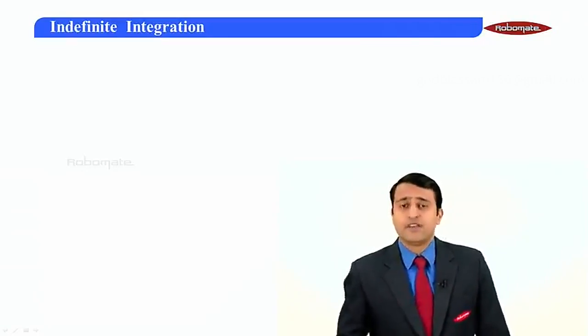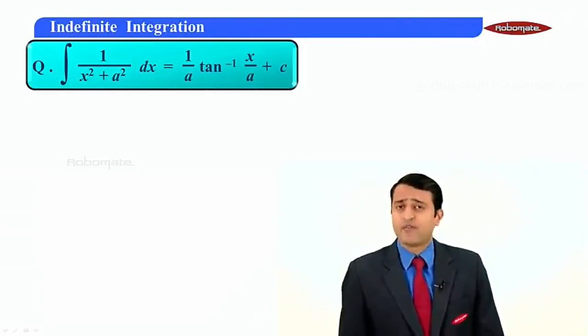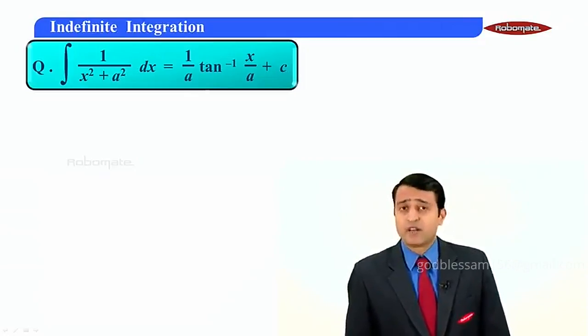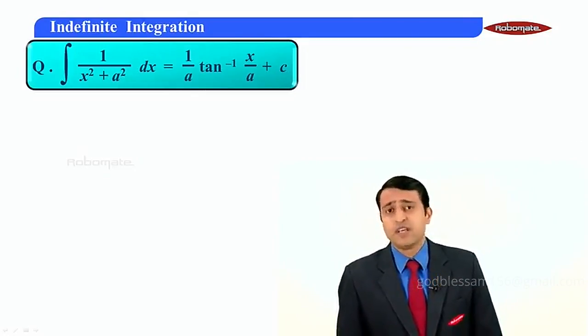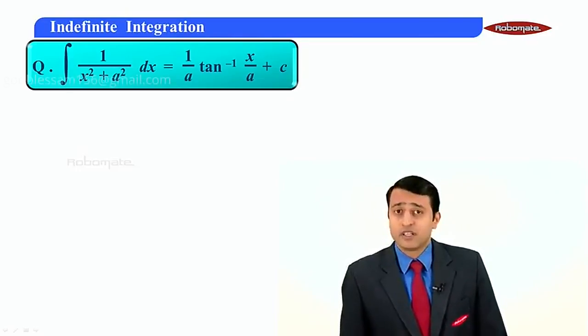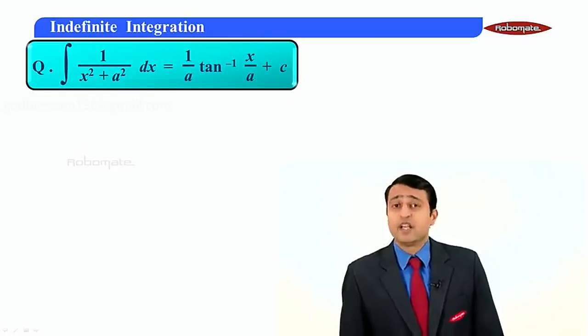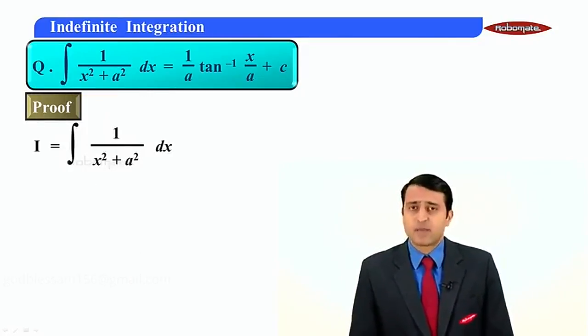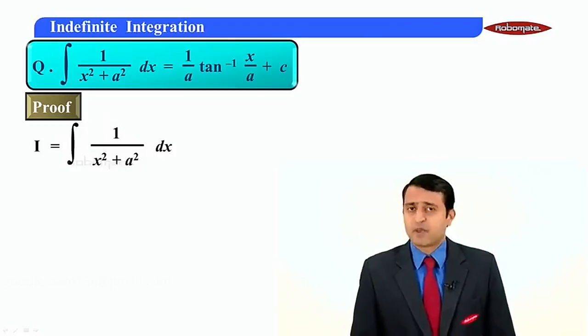Now here we have been asked to prove that the integral of 1 upon x square plus a square dx is 1 by a tan inverse of x by a plus c. This is one of the standard formulas which we will require for integrals to be evaluated. Let us derive this formula now. My dear students, in the proof, let us see the first step. We are writing it as 1 upon x square plus a square.